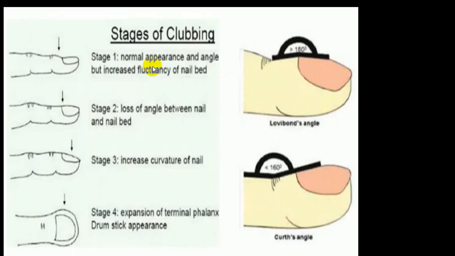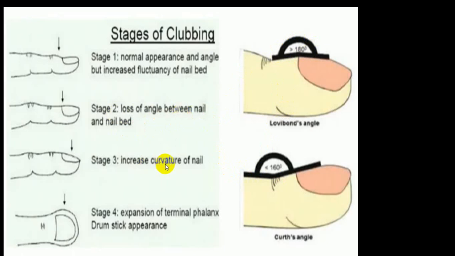Now in stage 1, there is a normal appearance of nail and angle, but there is an increased fluctuation of the nail bed, or we call it sponginess of the nail bed. There is a special technique by which you try to elicit that. We have figures and slides for that. When the Lovibond angle gets lost or becomes more than 180, then it is called stage 2. So loss of angle between the nail and nail bed means instead of acute, it is becoming obtuse, more than 180 degrees.